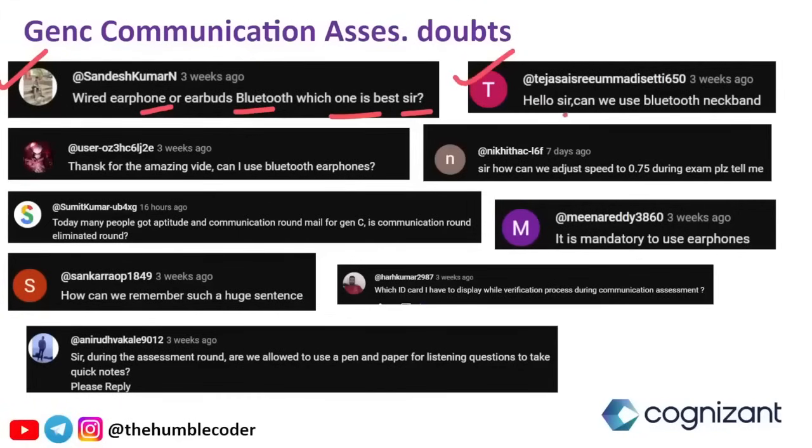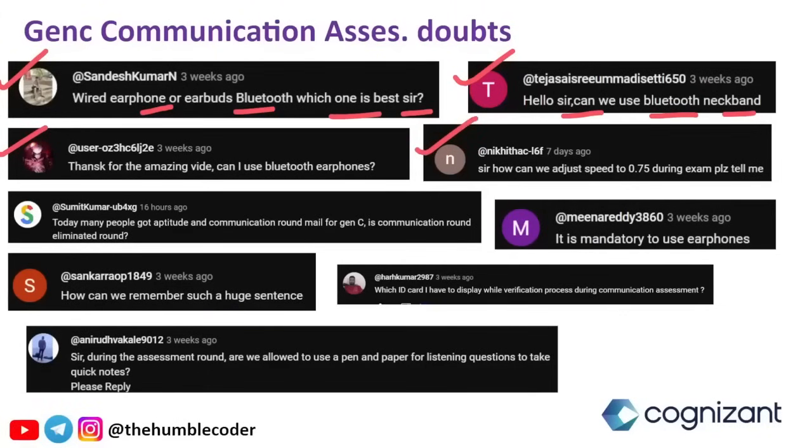Moving on to the next query, which is, hello sir, can we use a Bluetooth neckband? Yes, definitely you can use a Bluetooth neckband, and many candidates have already used one. The majority, I would say, are using Bluetooth neckbands only, and they have already cleared the assessment. So Bluetooth neckbands are totally fine. Next query: thanks for the amazing video, can I use Bluetooth earphones? Yes, you can use Bluetooth earphones. Already answered this query.